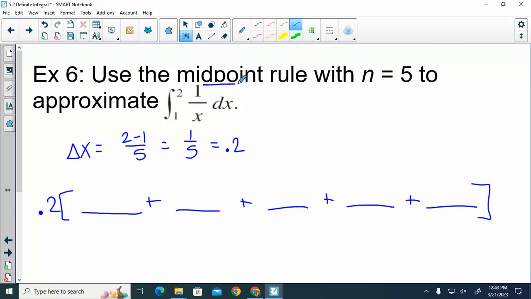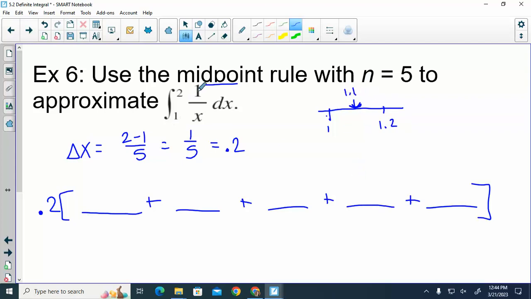I'm using the midpoint rule here, so I'm not asking you to do the actual integral itself. So think about this. This interval starts at 1, and we're going to go up by 0.2. So where does the next one start? 1.2. So if I asked you to do a left-hand sum, what would be the first number you plugged in? 1. If I asked for a right-hand sum, the first number you plugged in would be 1.2. If I want the midpoint, that's the middle, or the average. So add them up, divide by 2, what do you get?